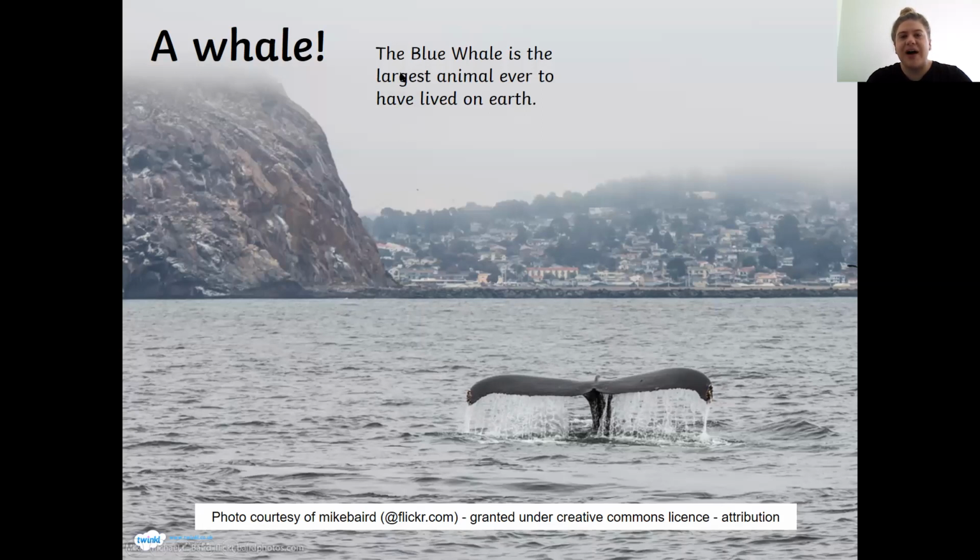This is a blue whale. It says here, the blue whale is the largest animal ever to have lived on planet Earth. So we live on planet Earth, don't we? And the blue whale is the biggest animal to have ever lived on our planet. It's absolutely ginormous. Okay, it's bigger than a car. It's probably about the same size as a lorry, actually. Could even be bigger. Goodness me. And whales can shoot water really high as well.